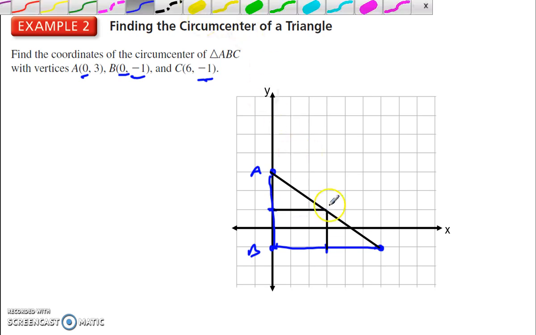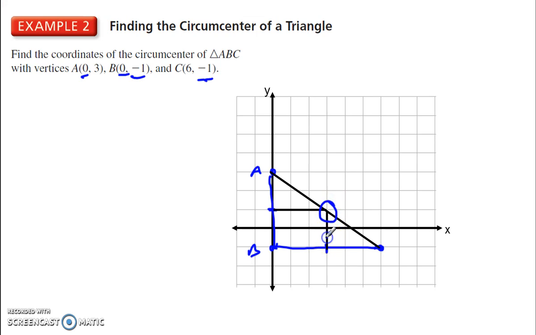So I need to find the point where this line, x equals 3, intersects with y equals 1. Getting ahead of myself here. And they intersect at (3, 1). So that's the point, and now I only need two of the bisectors because the third bisector would also intersect there, right? I could use that one to check it.